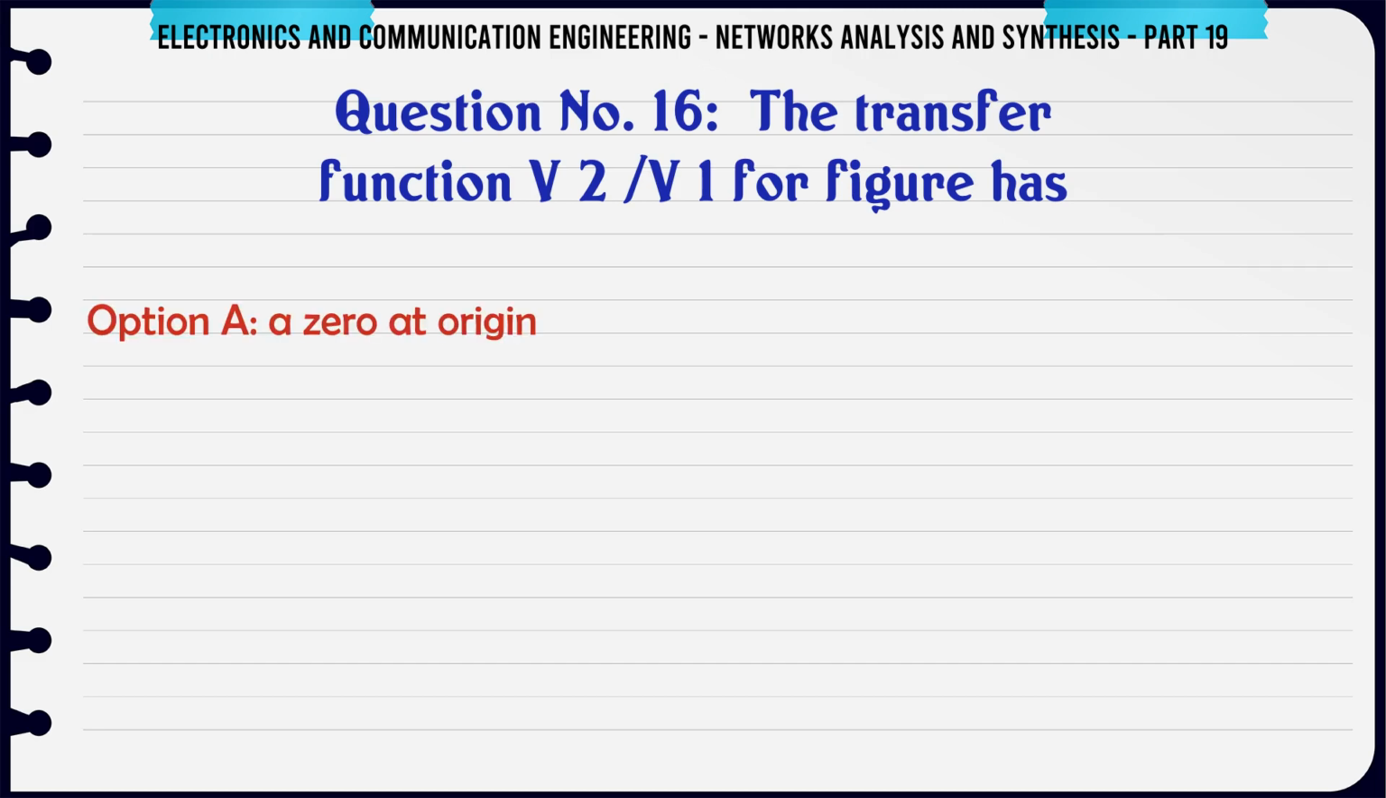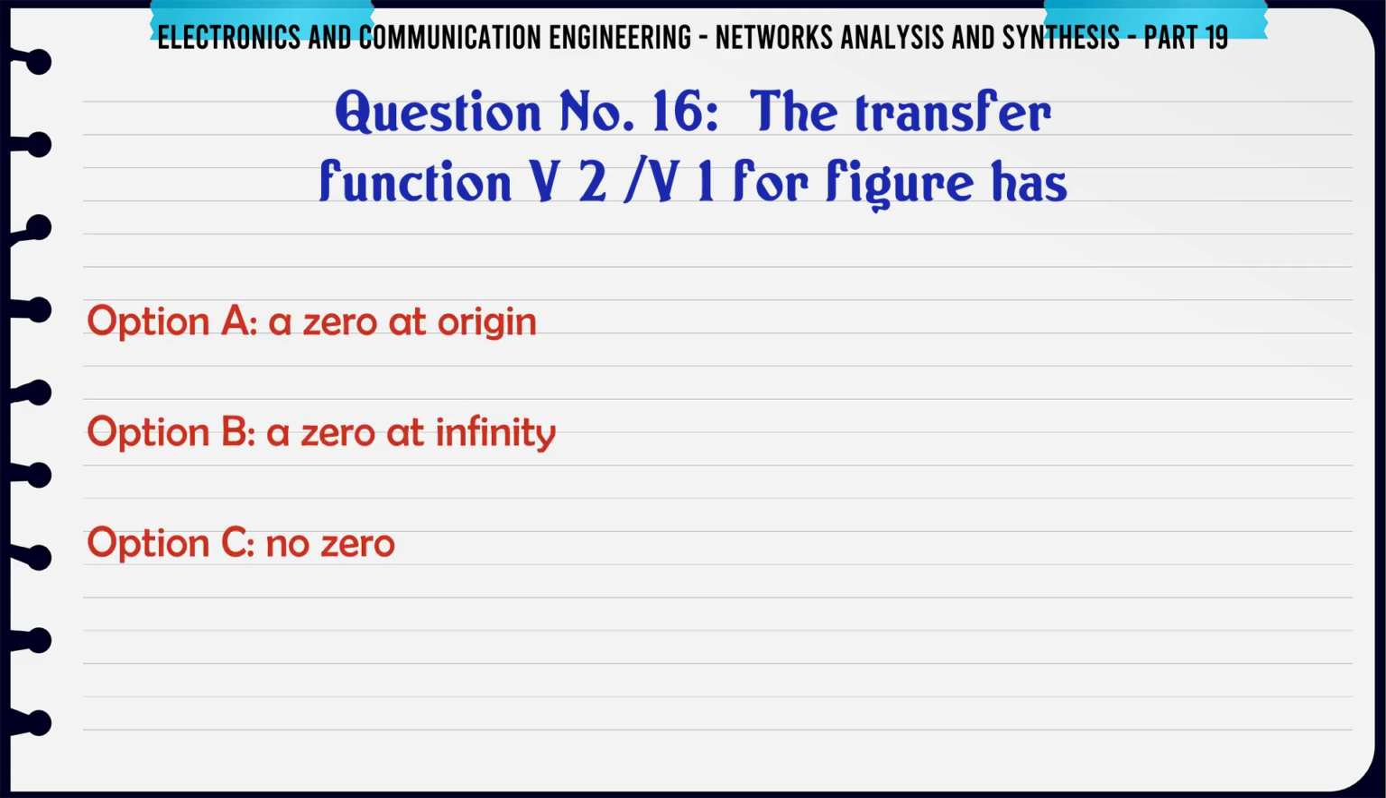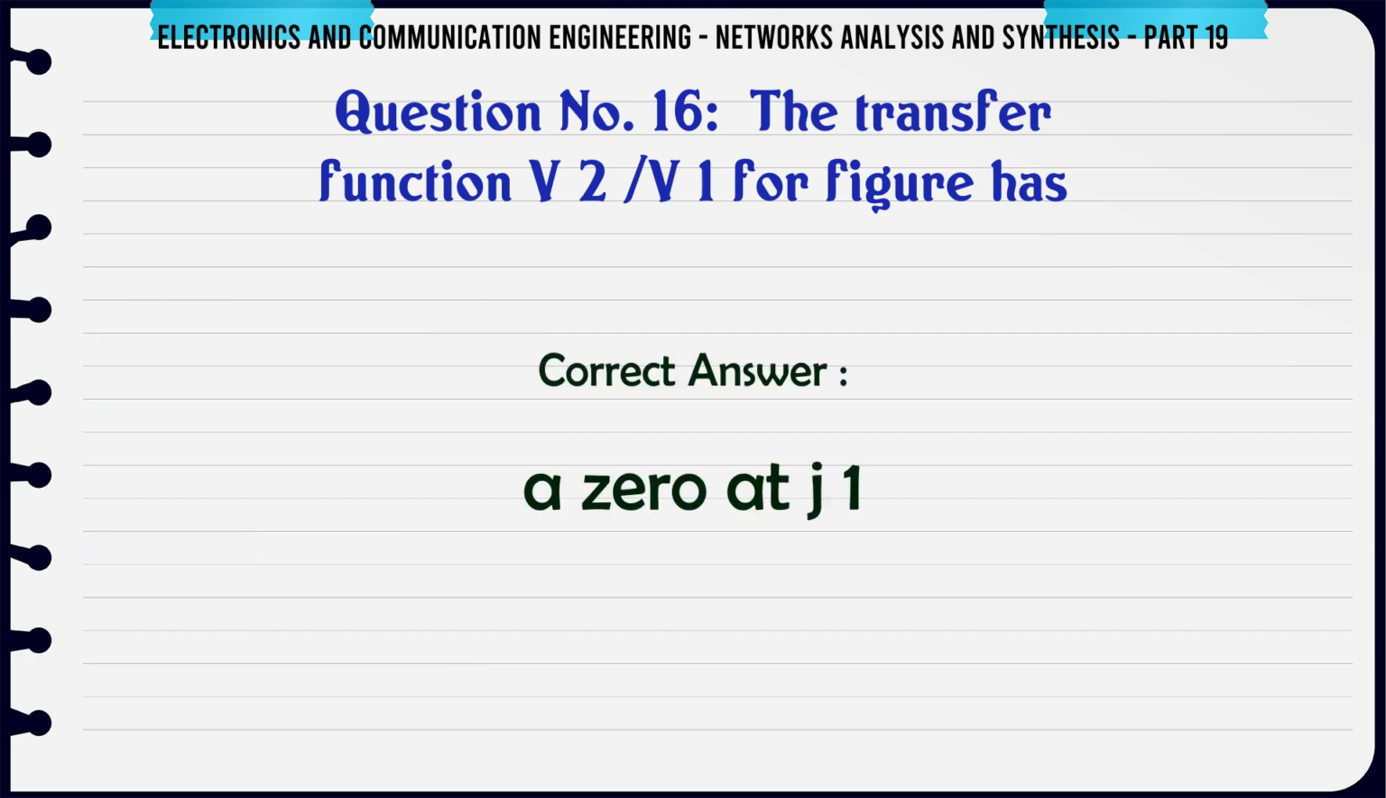The transfer function V2/V1 for figure has: A) a 0 at origin, B) a 0 at infinity, C) no 0, D) a 0 at j1. The correct answer is a 0 at j1.